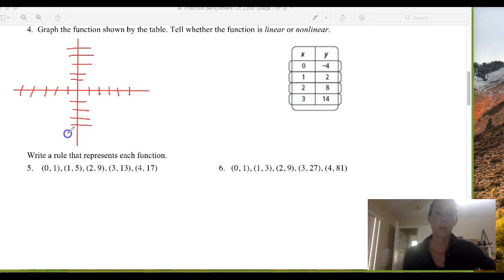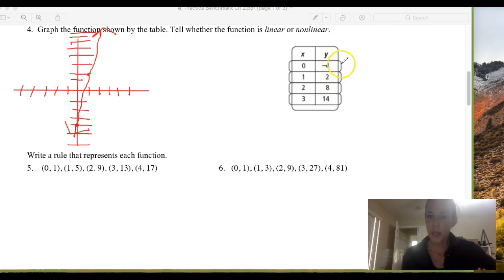Let's see what it looks like. The first point is 0, negative 4. So I go over 0, down 1, 2, 3, 4. The second point would be over 1, up 2. Over 2, up 8. So 1, 2, 3, 4, 5, 6, 7, 8. And then over 3, up 14. That's totally off my graph. So this to me looks like it's a pretty straight line, even though the line I drew is not pretty straight. I apologize for that.